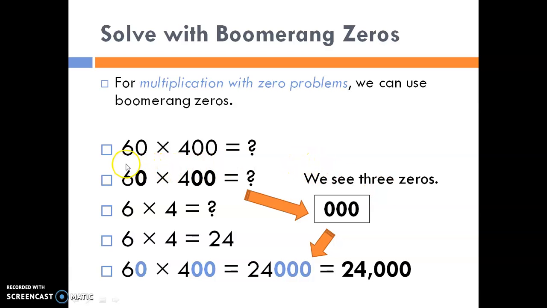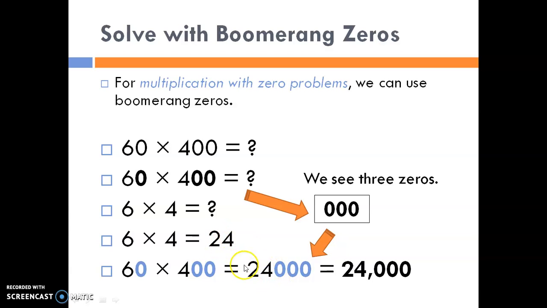The first problem is 60 times 400. The first thing to do is to count how many zeros are in the problem. Altogether, we have 1, 2, 3. So we take them out and put them in our boomerang box. What's left? 6 times 4. That's much easier to do. 6 times 4 equals 24.